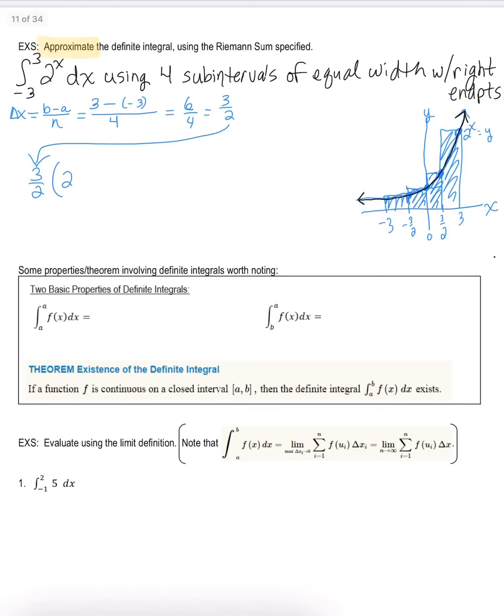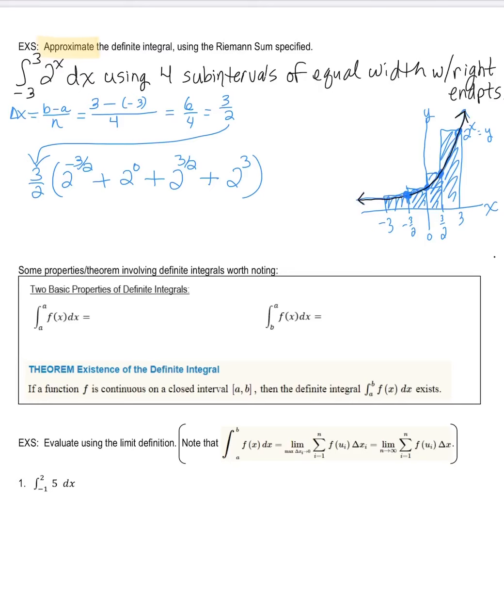You certainly don't have to do it. At minimum, you want to just think about, okay, when I do the first height, it's going to be one width in. So it's going to be 2 to the -3/2 or -1.5. And then plus f of going in again, another 1.5 would put me at 0. And then the third one, 2 to the 1.5 or 3/2. And then the last one would be our 2 to the third. So with right endpoints, that's what we would have here.